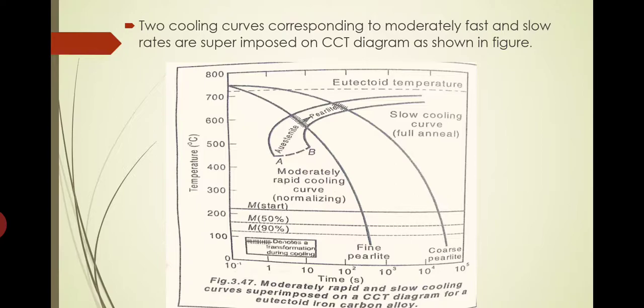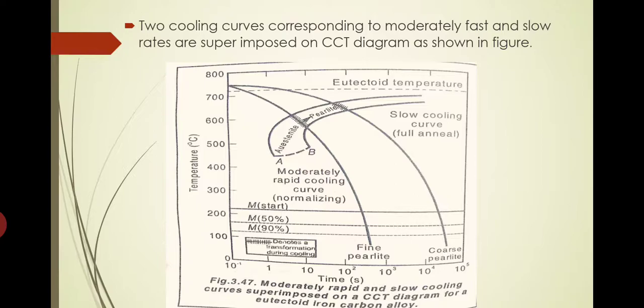If we are going for a moderately rapid cooling curve, that is cooling in the presence of air, then we will be getting fine pearlite. If we go for other methods like water quenching or water cooling, then usually we will be obtaining martensite. Like that, different structures we will obtain based on the cooling rate.